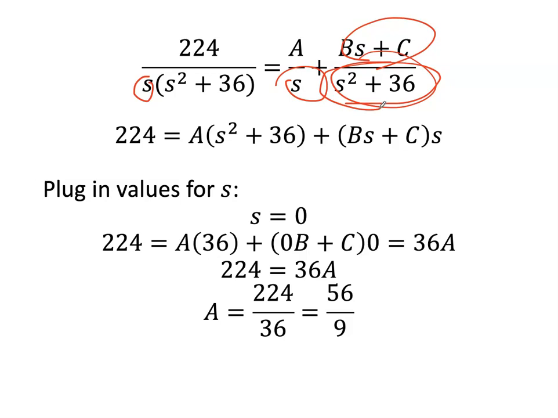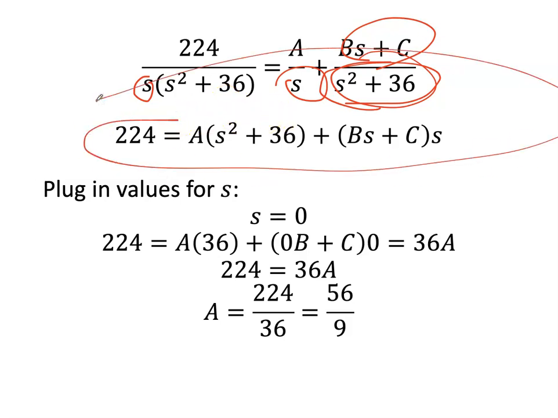So now we multiply both sides by s squared plus 36 times s, and we end up with 224 equals A times s squared plus 36, plus Bs plus C, all times s. The way to figure out what A, B, and C are is to plug in values for s. So in this case, we plug in s equals 0. Left side, of course, is 224. Right side, that's just going to be A times 36, plus 0 times B plus C times 0.